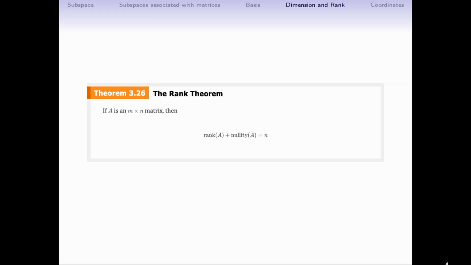Theorem 3.26, the rank theorem, is merely a generalization of the results of our previous exercise. The rank theorem says this: if A is an m by n matrix, then the rank of A plus the nullity of A must equal n.